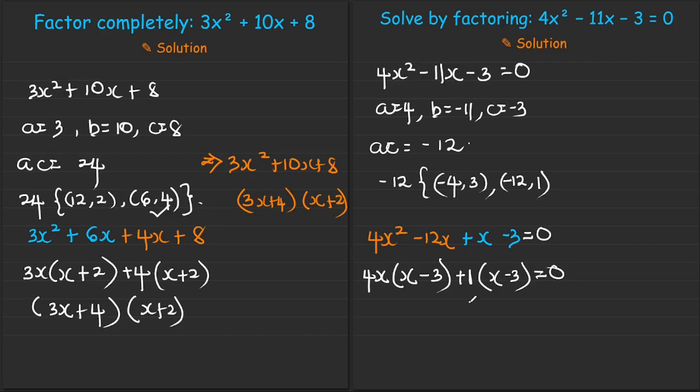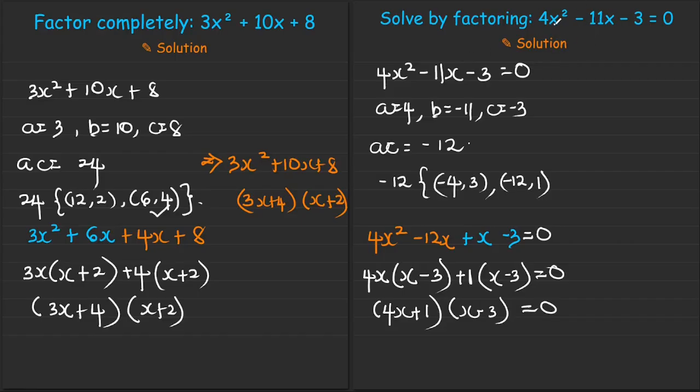So after this, we do our factorization again. That is, the coefficients go in one bracket, so 4x plus 1. And then since these are the same, we just write them as well. x minus 3 is equal to 0. So this is where the AC method ends. But we have to solve for x.